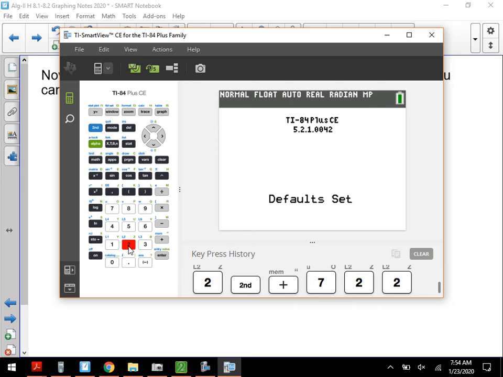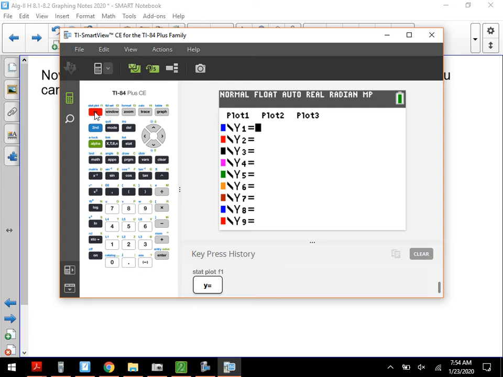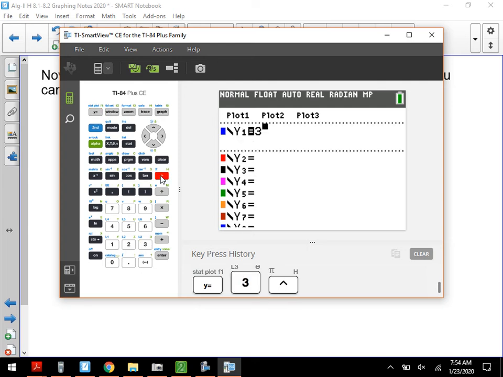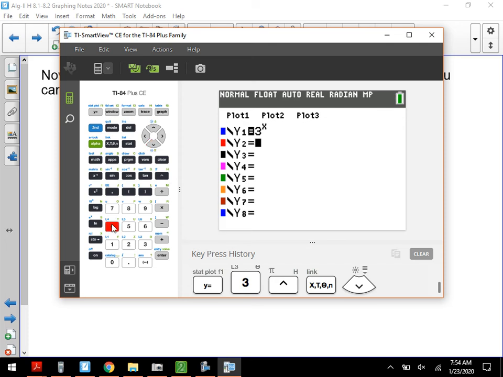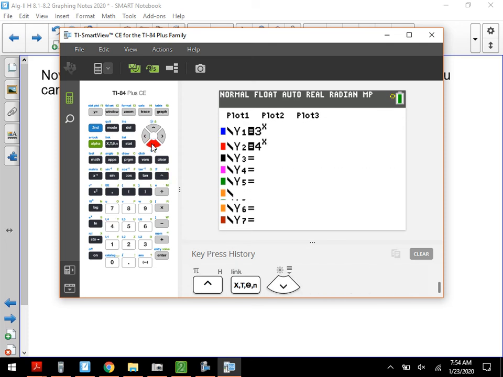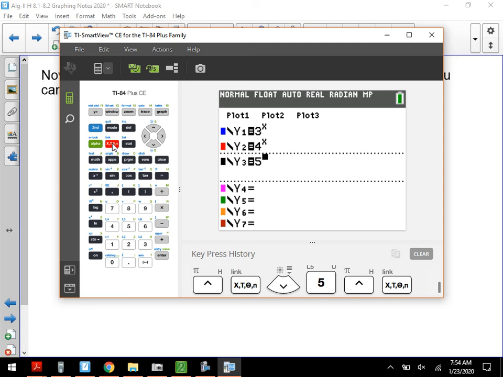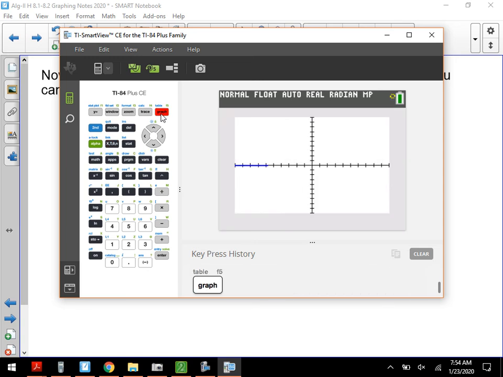Anything that was left in your y equals, if there's something hiding, you don't have to try to figure out where it went. What did I say? 3 to the x, 4 to the x, 5 to the x? Okay, so 3 to the x, 4 to the x. And then graph it.